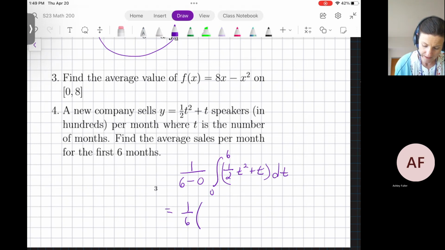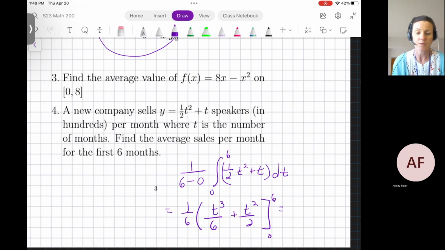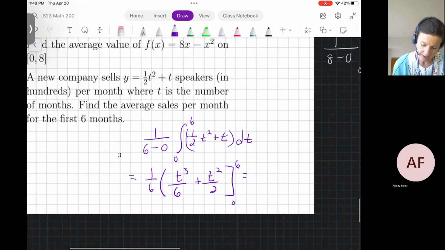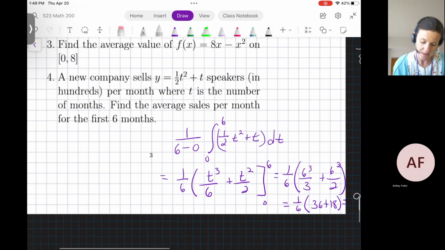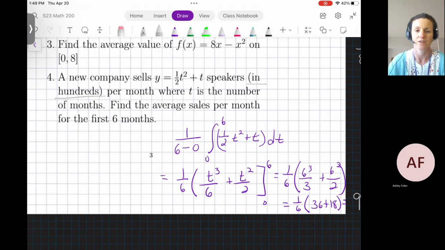Performing our integration, we get 1/6, and then we have t cubed over 6 because we had 1/2 and then the 3 that results from the integration, plus t squared over 2, again from 0 to 6. Notice when we plug in the 0, that portion is going to disappear, leaving us with 1/6 times 6 cubed over 6 plus 6 squared over 2, or 1/6 times 36 plus 18, which when you calculate that out gives a value of 9. Since this is in hundreds of speakers, it would be 900 speakers as the average sales for the first 6 months.